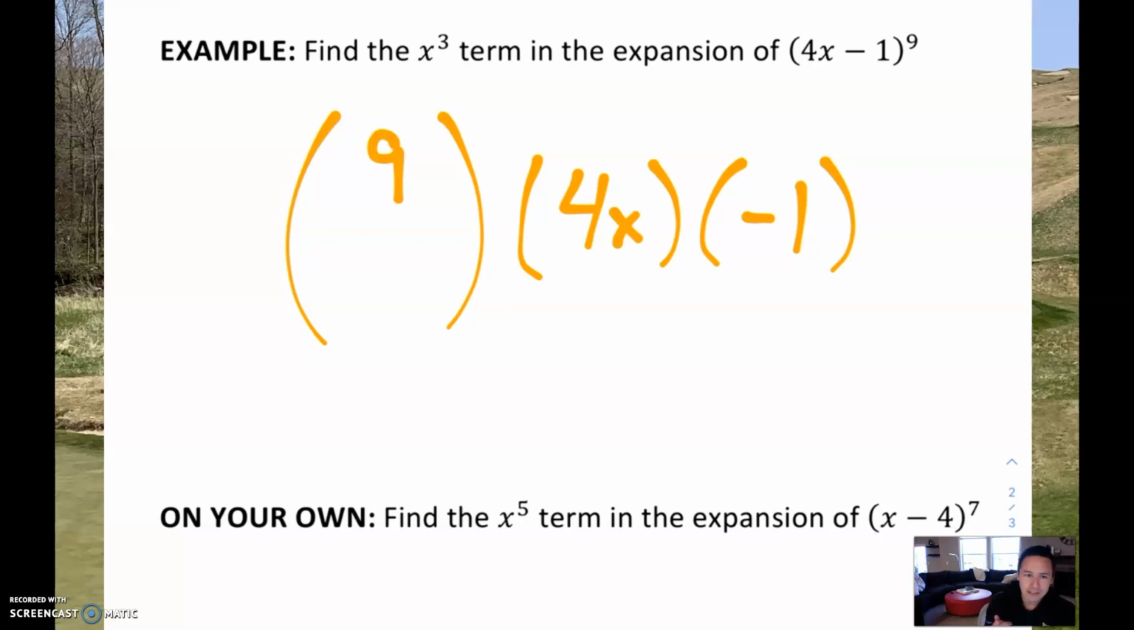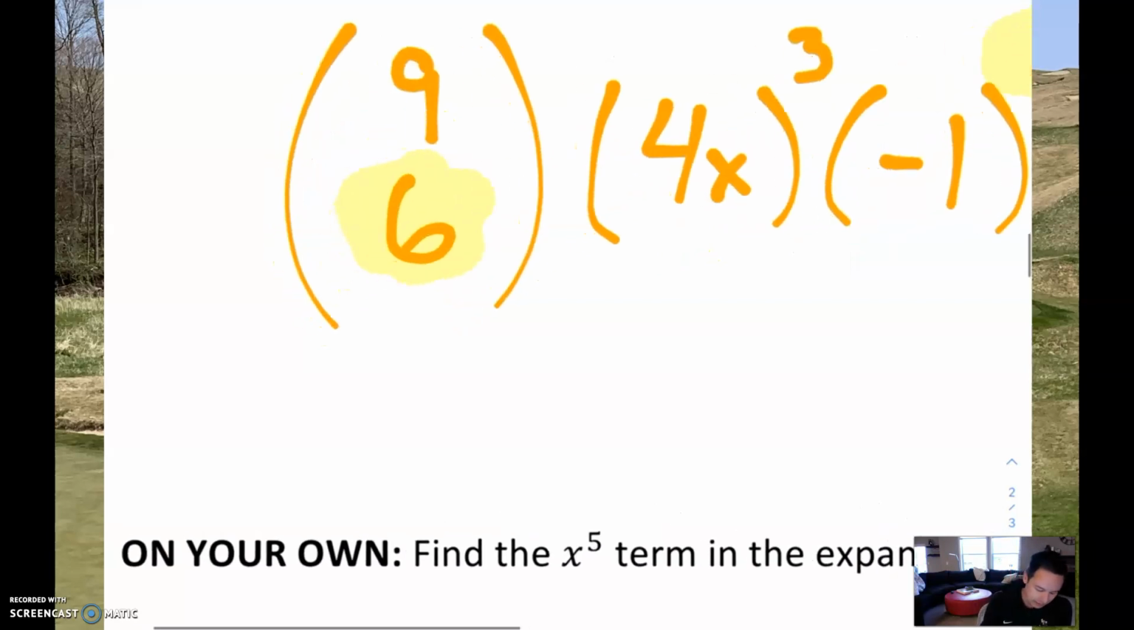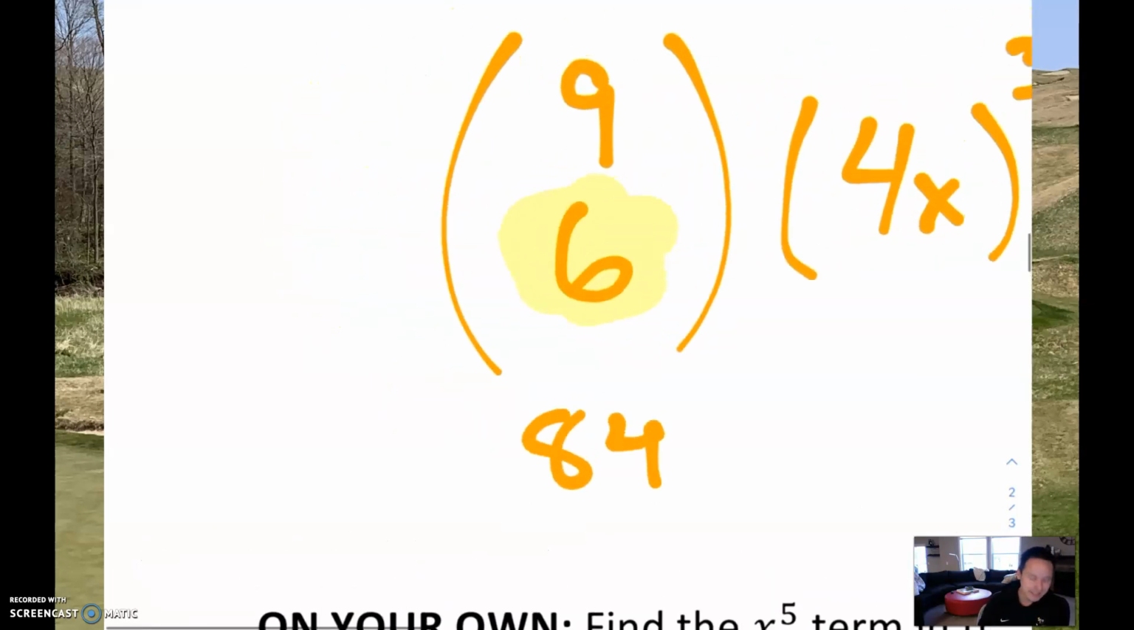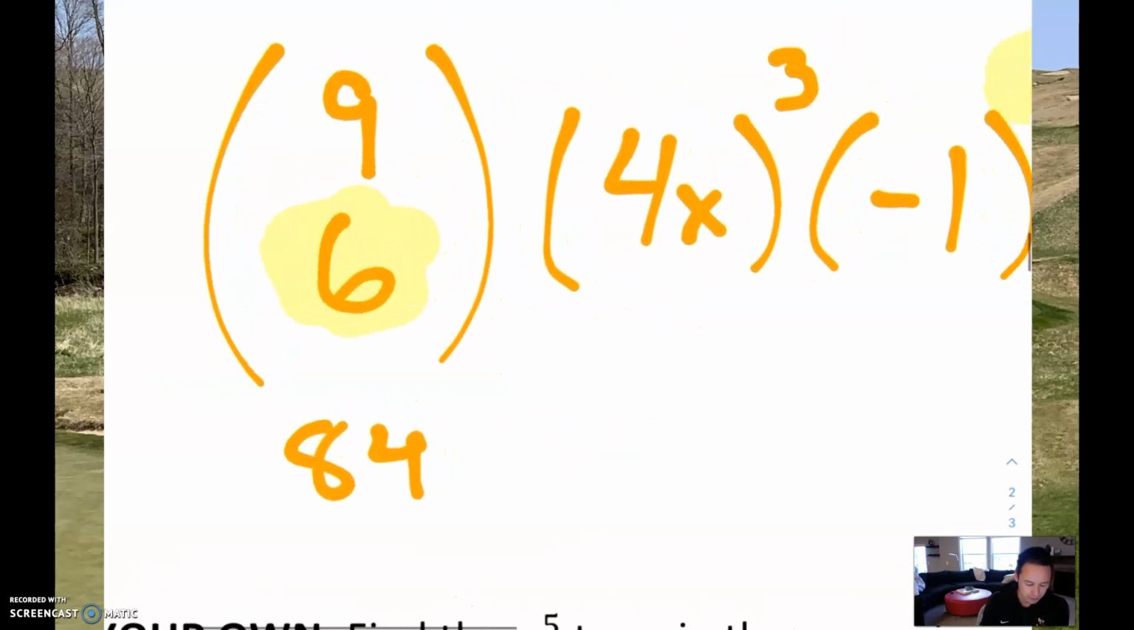So the key here is it says we want to find the x cubed term. Well, the only way to get x cubed is if I put a 3 up here. Now, if this is a 3, then the other one over here should make it add up to 9, so that's going to be a 6. And here's the important part: whatever you have up here should match with what you have down here. So if that's a 6, then that's also going to be a 6. Then we can just simplify and evaluate. If you do 9 choose 6, you can just do that on a calculator. That's going to be 84. Remember, that's the nCr button on Desmos. So if you find nCr, do 9, 6, it should give you 84.